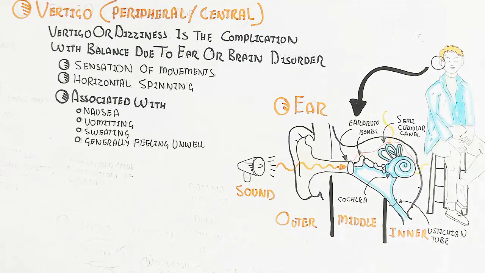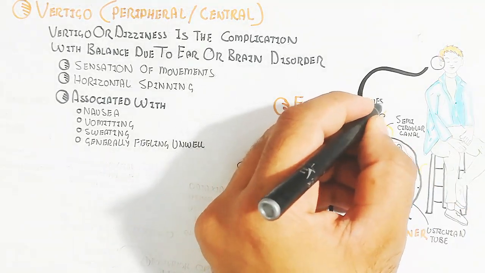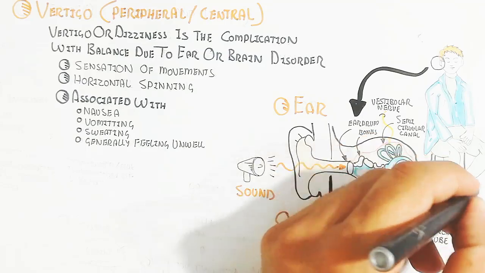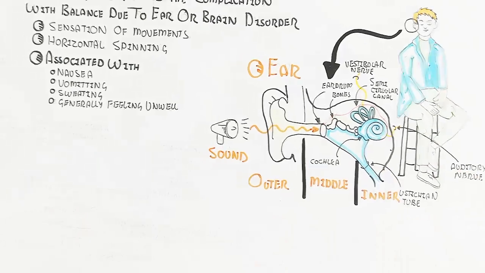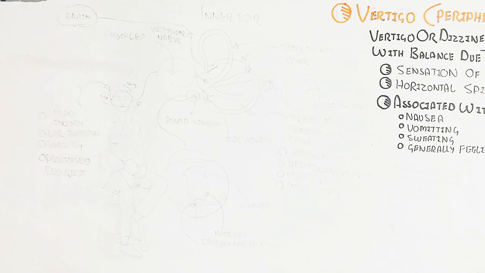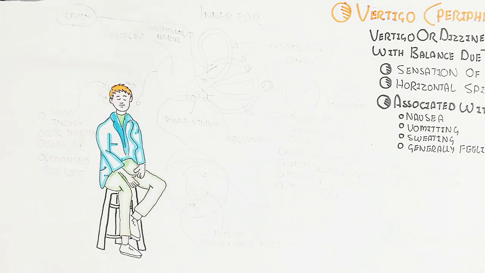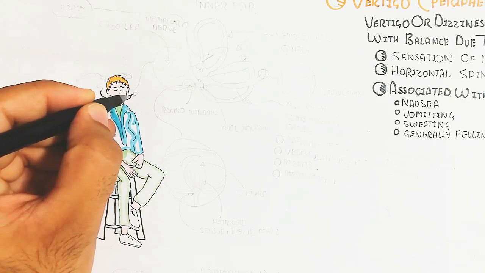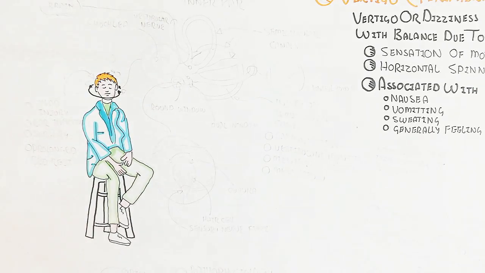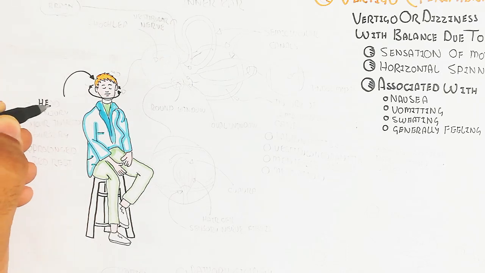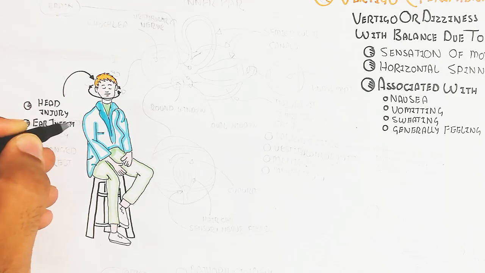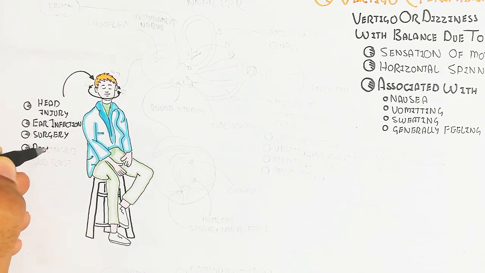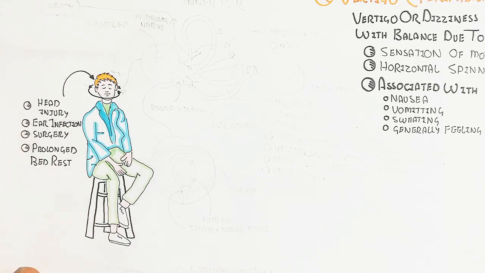There are two types of nerves involved: the auditory nerve and the vestibular nerve. The auditory nerve is used for sound identification, while the vestibular nerve is involved in balance, due to the semicircular canals, which are involved in balancing. Vertigo can be due to head injury, ear infection, as well as post-surgical processes and prolonged bed rest, which also cause vertigo.